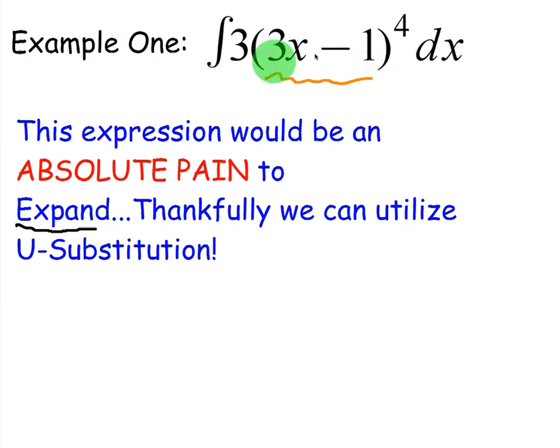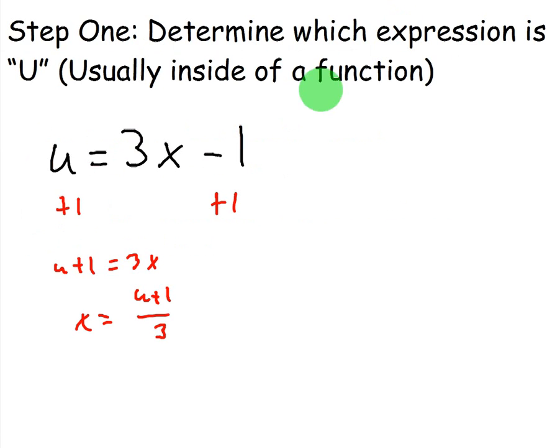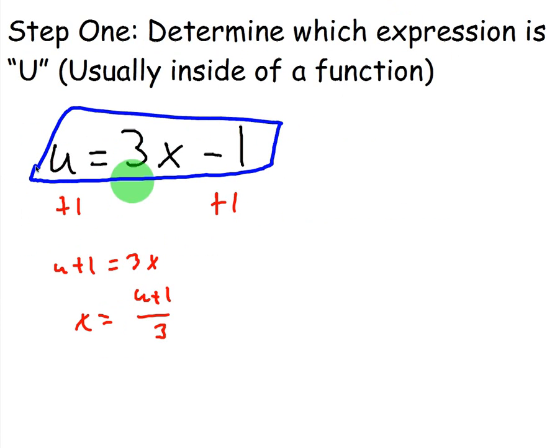So since 3x minus 1 is being raised to the 4th power, we're going to set U equal to 3x minus 1. Now, in a little bit, I'm going to explain why we have x equals (U plus 1) over 3, but for now, all you need to know is that U is equal to 3x minus 1. All right, so why is U equal to that?